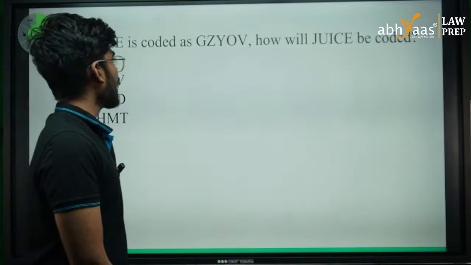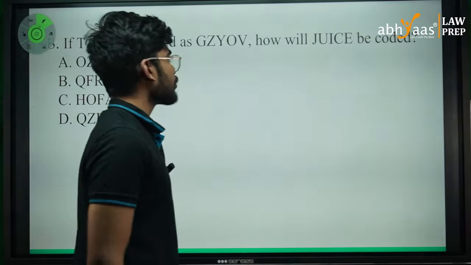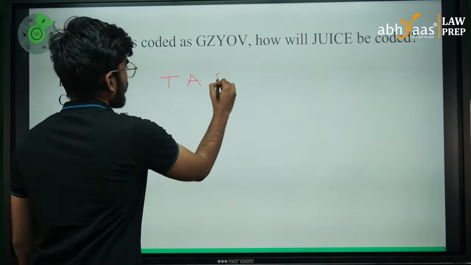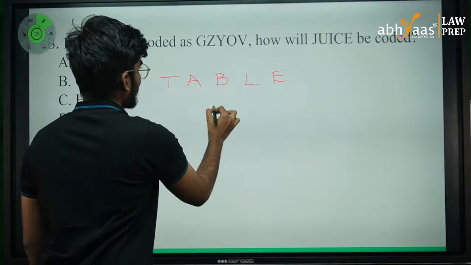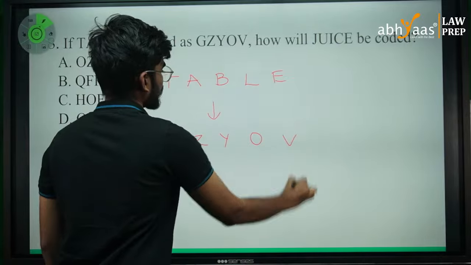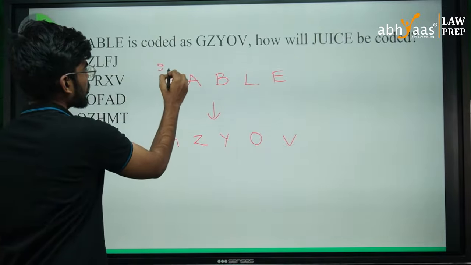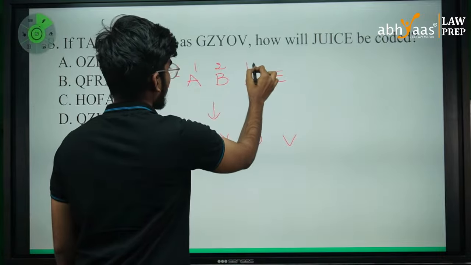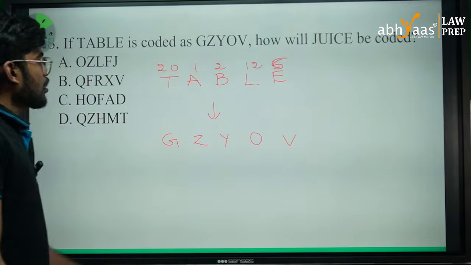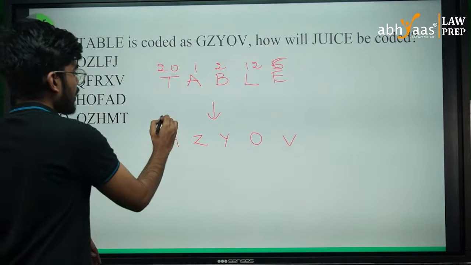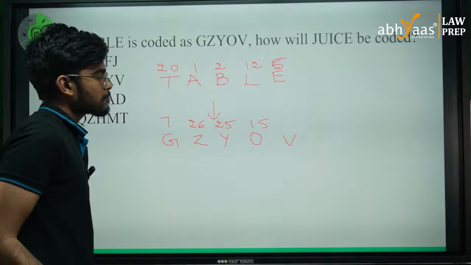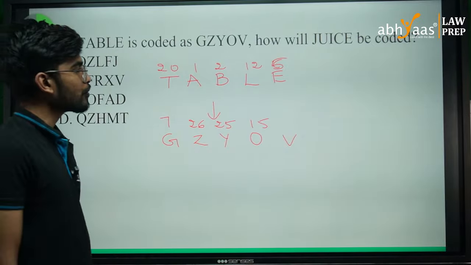If table is coded as GZYOV, how will juice be coded? I'll write it. Table is coded as G, Z, Y, O and V. Just write the numerical values of this. T is 20, A is 1, B is 2, L is 12 and E is 5. Next, what is the code for each? G is 7, Z is 26, Y is 25, O is 15, V is 22.